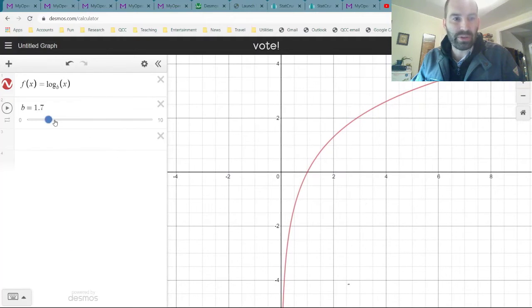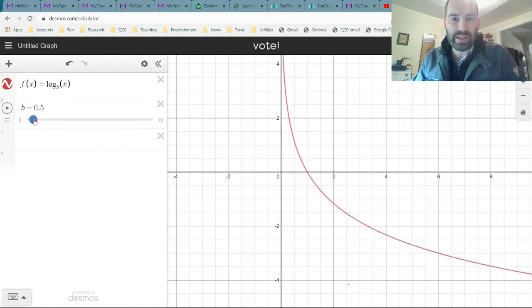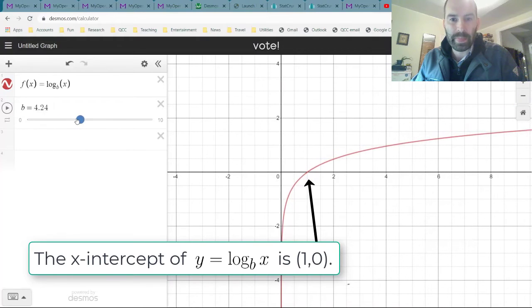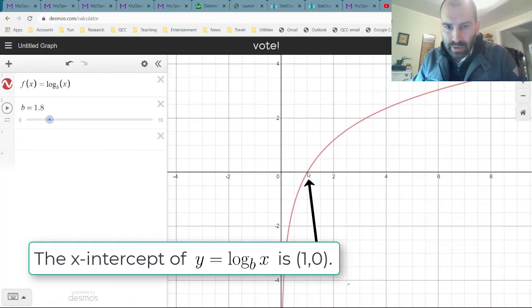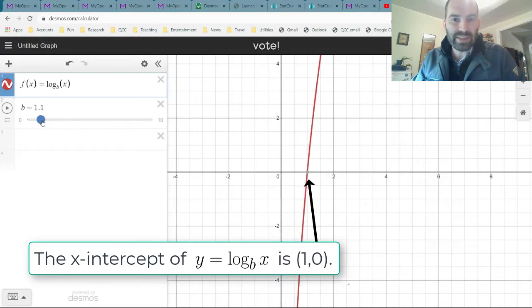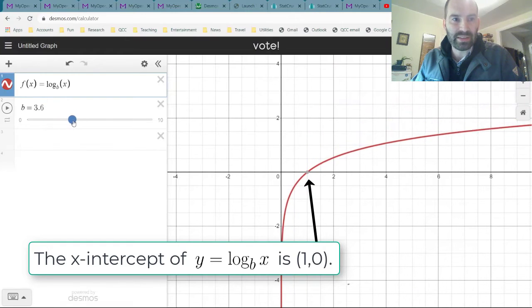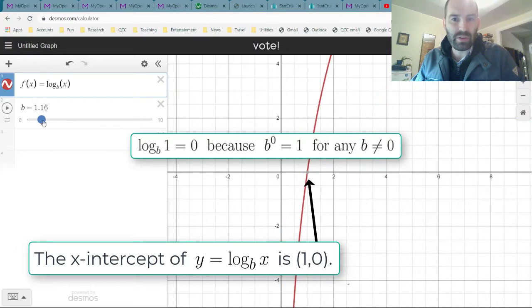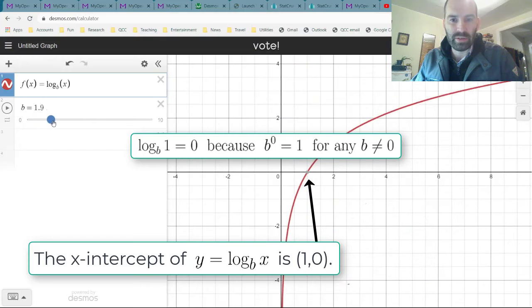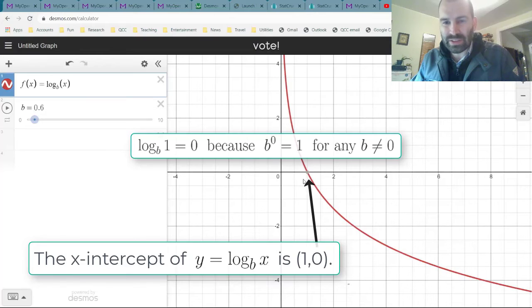What else is going on with this graph? No matter what b is, they all have an x-intercept right here at 1. The point (1, 0) is the x-intercept, and that's true for all of these. Why is that? It's saying that log base b of 1 is always equal to 0. That should make sense because if you use 0 as an exponent, you always get 1. Anything raised to the 0 power is 1, except 0, which is undefined. So that's why the x-intercept is always the point (1, 0).